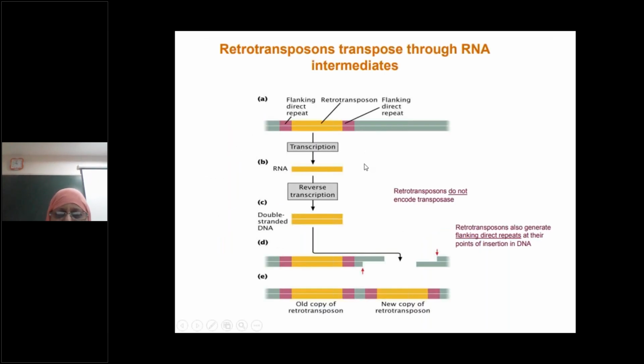Here again, this is another picture showing the retrotransposon. You can see this is a retrotransposon flanked by direct repeats, transcription to form the RNA, then reverse transcription to form the double-stranded copied DNA which gets inserted. So insertion is taking place here to form the new copy of the retrotransposon.